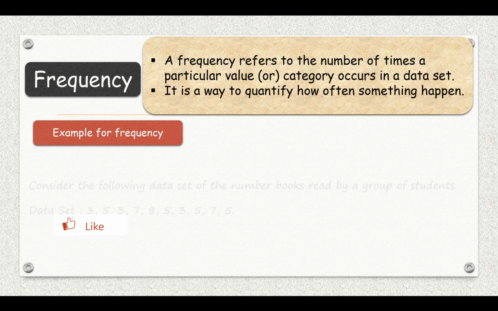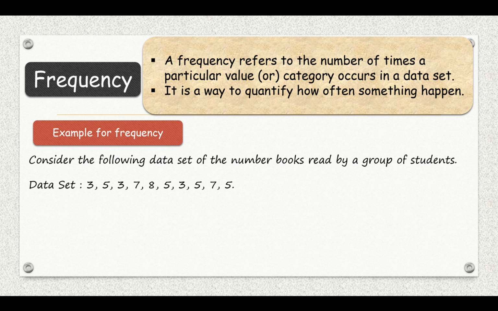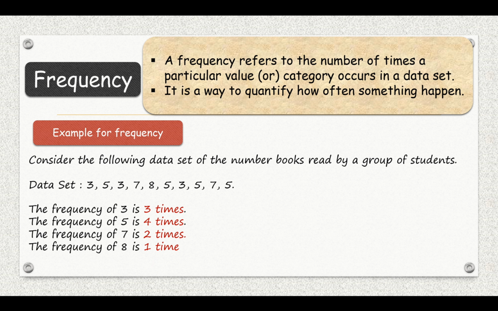Consider the following dataset of the number of books read by a group of students. So this is the given dataset. The frequency of 3 is 3 times because 3 is repeated 3 times. The frequency of 5 is 4 times because 5 is repeated 4 times. Similarly, you can write frequency for each and every observation. Now, let us move on to the next topic.